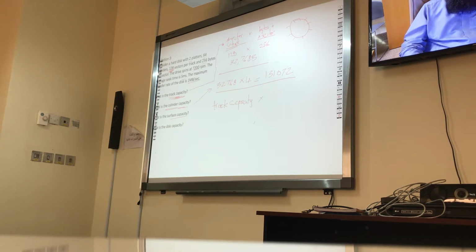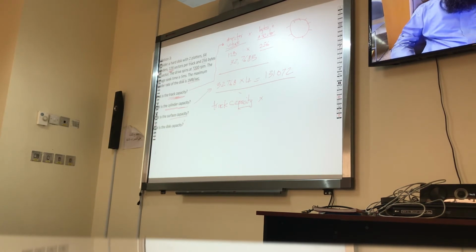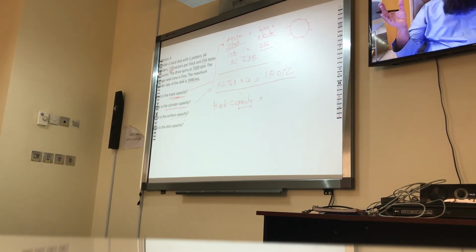So I can take track capacity multiply by what? The bytes per sector is already in here in track capacity. So I got the capacity for one track. Now for surface, what do I do? How many tracks are there on the surface, right? So if I take the capacity of one track and I multiply by the tracks on the surface, I'll get the total surface capacity. So track capacity multiplied by tracks on one surface.